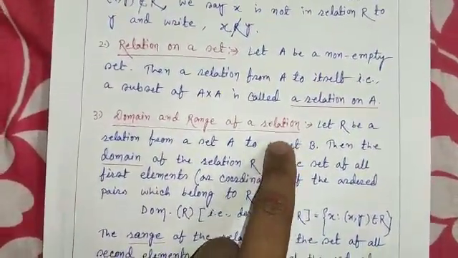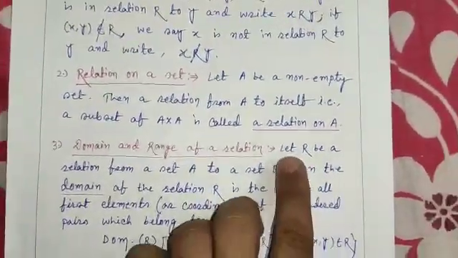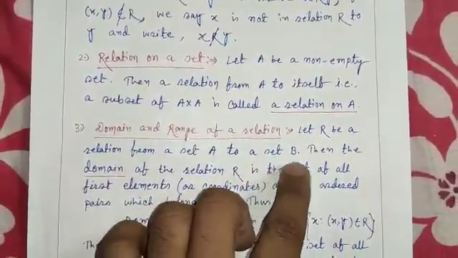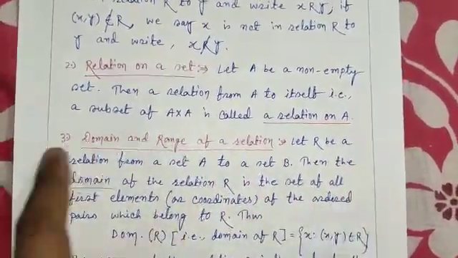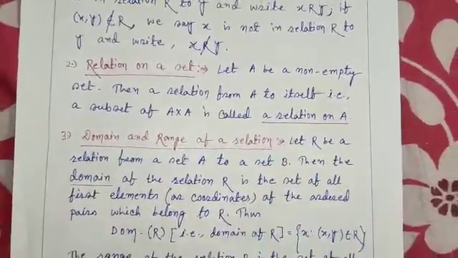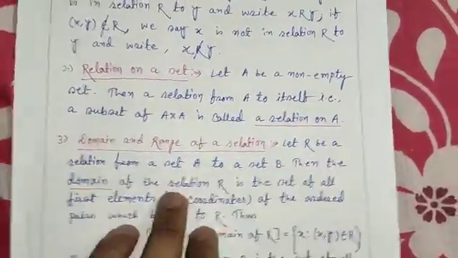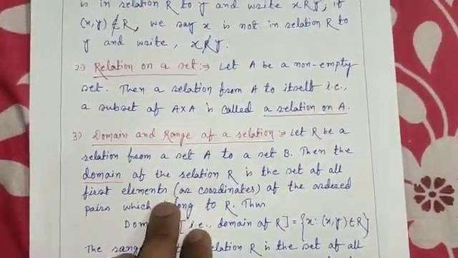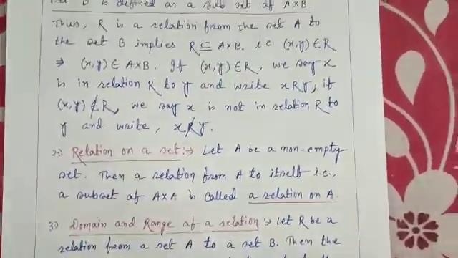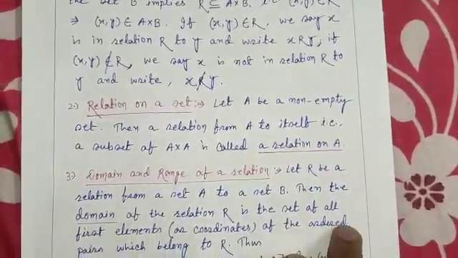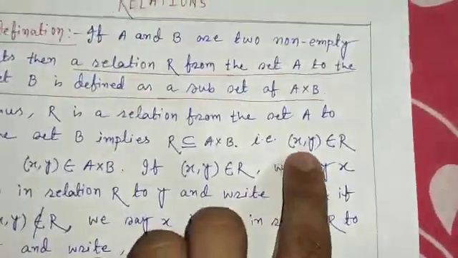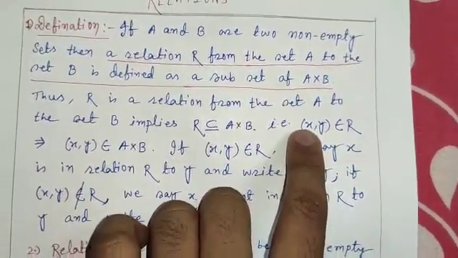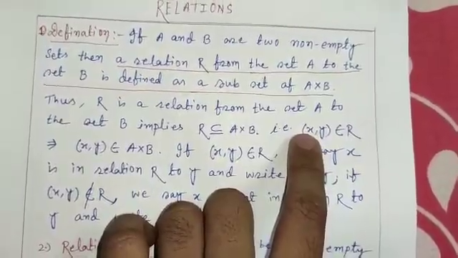Domain and range of a relation. Let R be a relation from a set A to a set B. Then the domain of the relation R is the set of all first elements. That means in the ordered pair (x, y) that I have written, x will come from the domain.